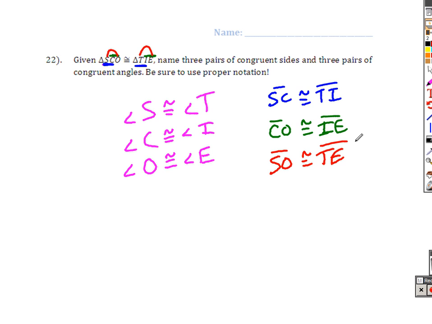Notation-wise, make sure we know these congruent symbols here. Make sure we're calling these by segments because they are segments, so we need to have the segment markings over them. And then same thing over here with the angle markings. Make sure we have all of these as proper notation here because we want to make sure we're always using proper notation.